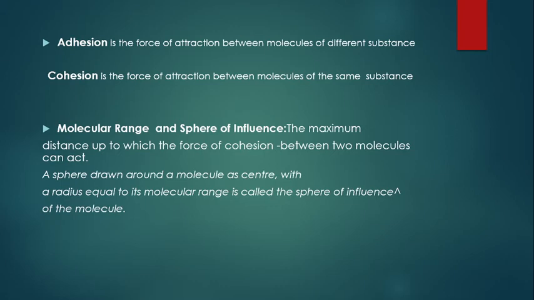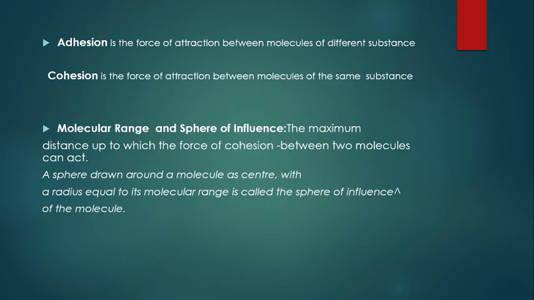And next is sphere of influence. Sphere of influence is the same idea: when we draw a sphere around a molecule, considering the molecule as the center, with a radius equal to the molecular range, it is called the sphere of influence. And within the sphere of influence, the molecule can be attracted by the surrounding molecules. That is, within the sphere of influence, the force of cohesion or the force of attraction between two molecules can be present.